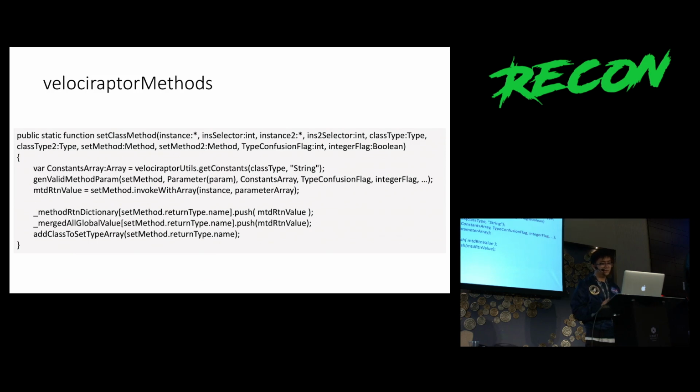Also, the pattern is similar for set class method. Here, we not only type confuse parameters, but also confuse methods from different classes. That's why you see in the parameters, there's set method 2 and class type 2.